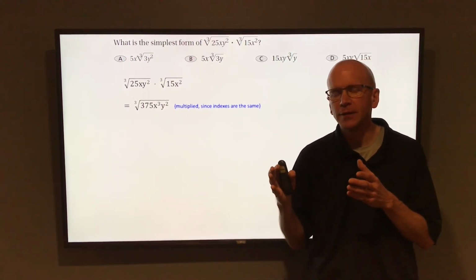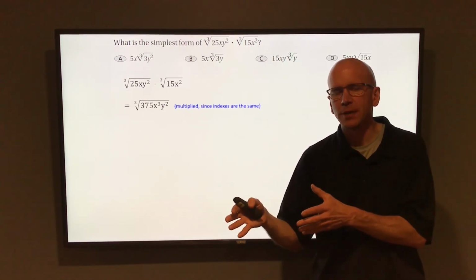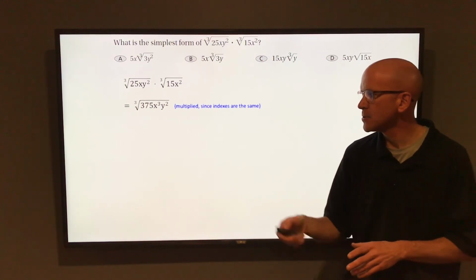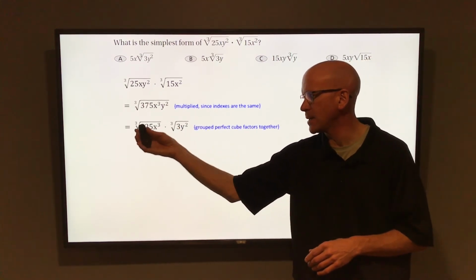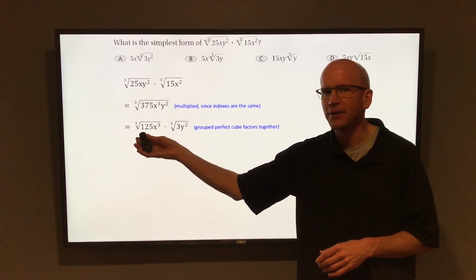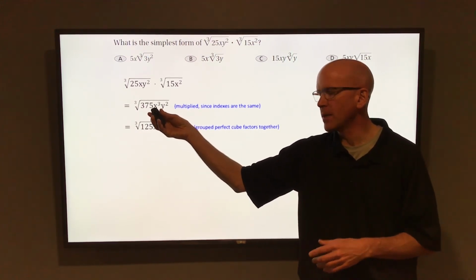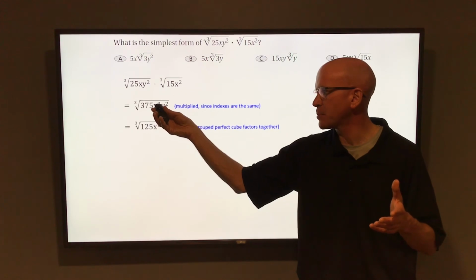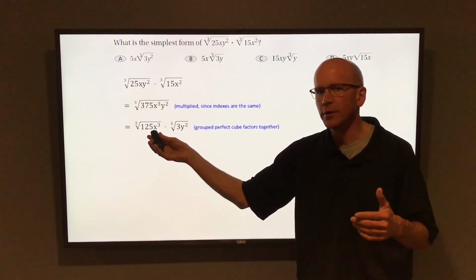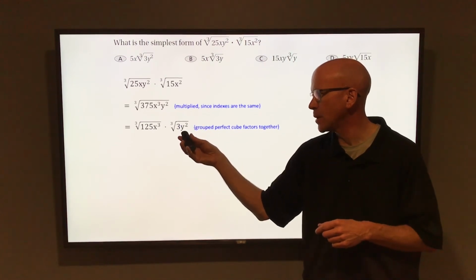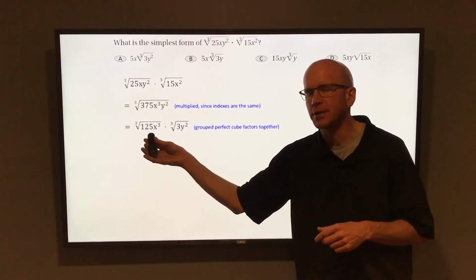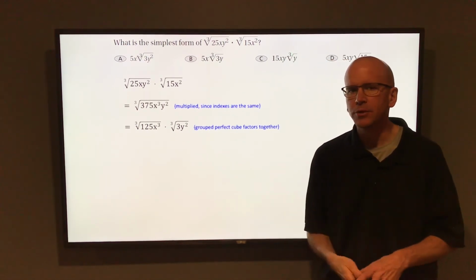I'm going to split that into 2 factors. Put all the perfect cubes together under one cube root sign, everything else under another cube root sign. So the cube root of 375, I'm going to split that into the cube root of 125 and the cube root of 3. 125 is a perfect cube. For x to the 3rd, that's already a perfect cube because that exponent of 3 is divisible by that root of 3. So put that with the 125. And don't forget the y squared. That's going to go with the 3. So all the perfect cubes are together under one cube root sign. Everything else is under another cube root sign.